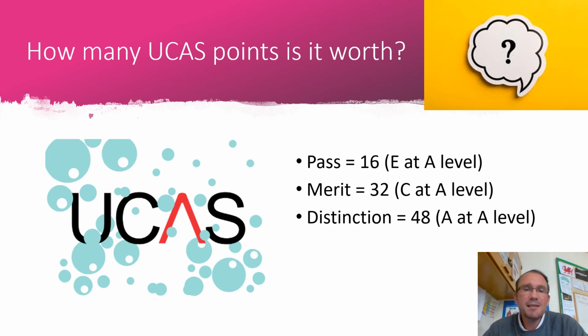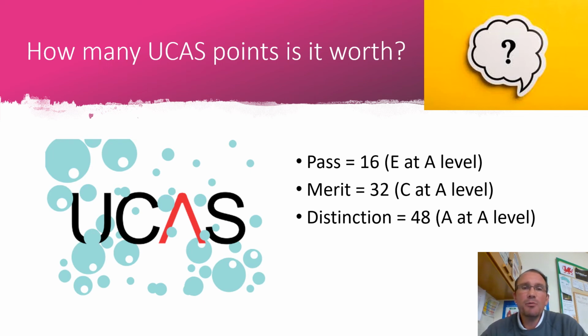But the pass at applied science is equivalent to roughly an E at A level. So that's equivalent to 16 UCAS points. The merit, which is of course what we want minimum for all the students on the course, ideally, that's everybody's target grade the second you walk in, is a merit grade, and that's equivalent to a C at A level, and that's 32 UCAS points. And then you also have the option of the higher grade there, which is the distinction, which is equivalent to an A grade at A level, okay, which is 48 UCAS points.